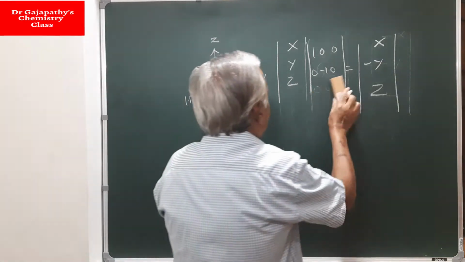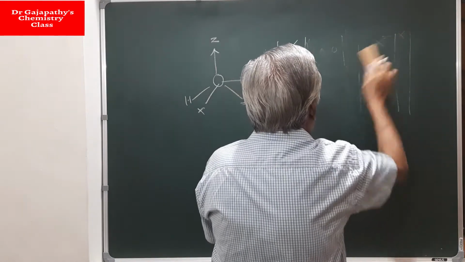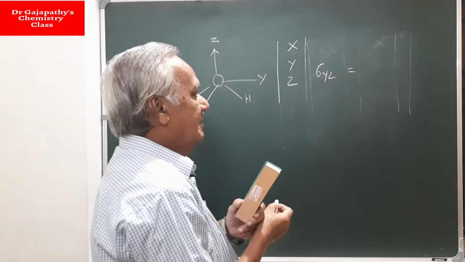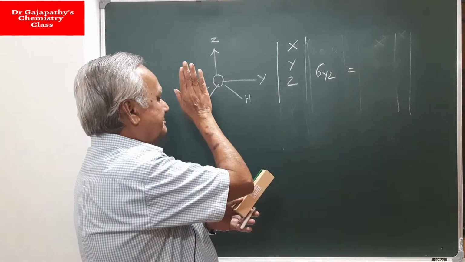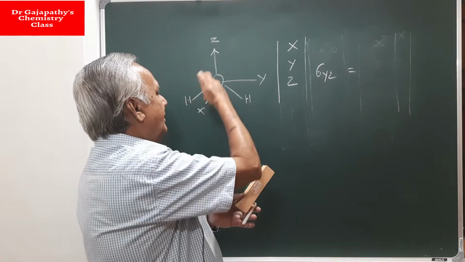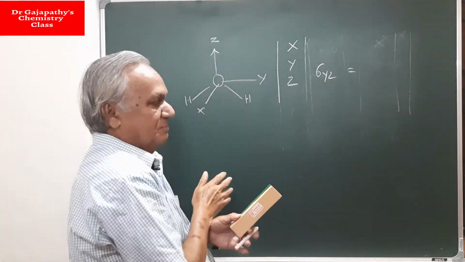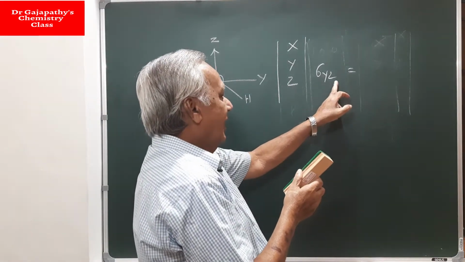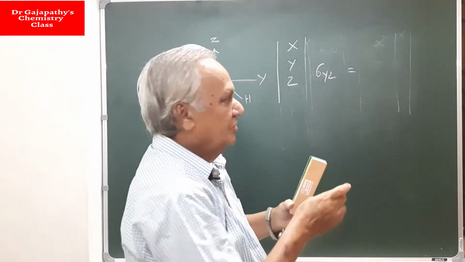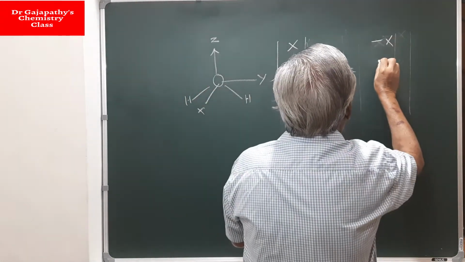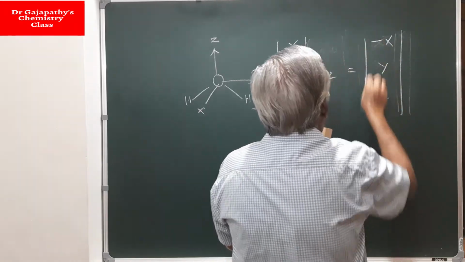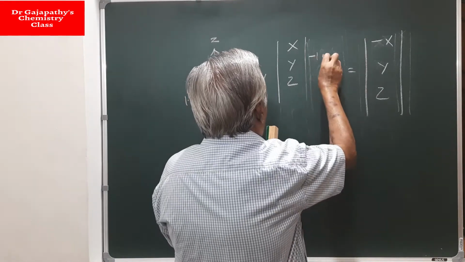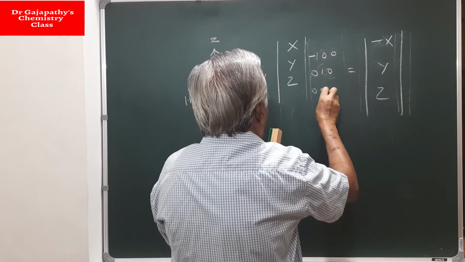Similarly, I can write the transformation matrix for sigma yz. Sigma yz means reflecting in this plane. So when I do so, x alone will become minus x, y and z will remain the same. As I told you, if it is yz, nothing will happen to y, nothing will happen to z, x will become minus x. So I will write it as minus x, y, z. Obviously, the transformation matrix will be minus 1 0 0, 0 1 0, 0 0 1.